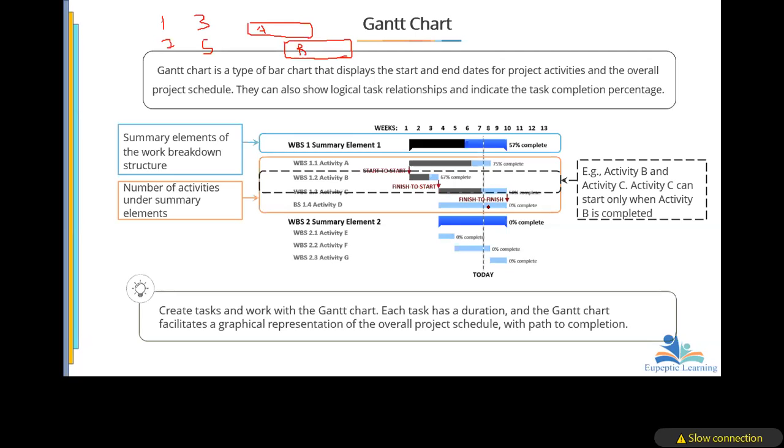Then we have the finish to finish. In other words, irrespective of when this activity is starting, it has to finish with the preceding activity. So you see the arrow here, it is indicating the two of them. The first one is 57% complete. So the darker side here is showing us that this element is 57% complete exactly.